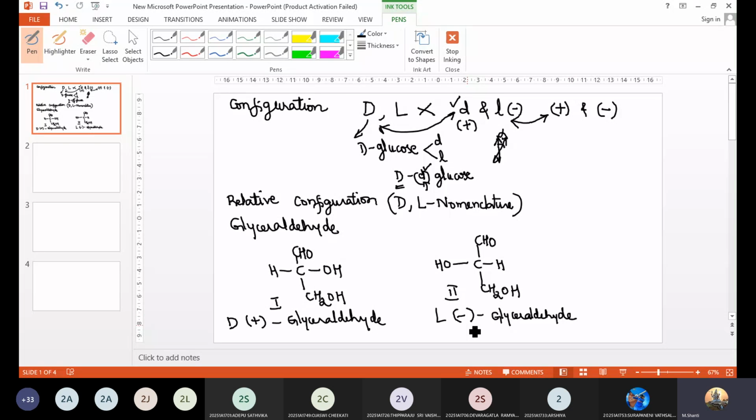The plus and minus sign depends only on the polarimeter instrument. You have to perform the experiment, and then you can say whether the compound is dextro or levo. So here OH on the left hand side is L-glyceraldehyde and OH on the right hand side is D-glyceraldehyde. Please do remember these structures. Based on these structures you can assign the configuration for the molecules.